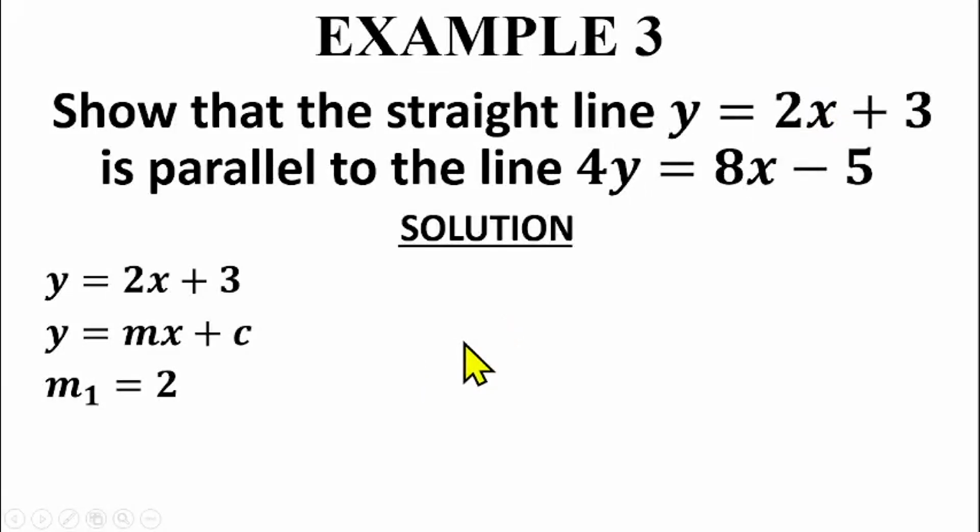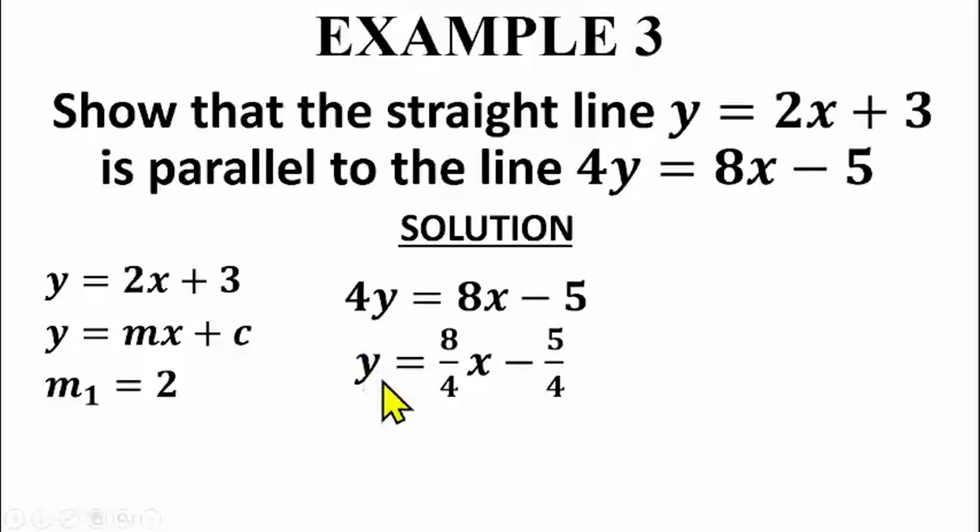Let's find the gradient of the second straight line. We have 4y equals 8x minus 5. You can see that this one has not been expressed like the general equation of a straight line, so we need to do something to it first. We need to divide through by 4. If you divide through by 4, we have y is equal to 8 over 4 x minus 5 over 4. 4 can go into 8, so that gives us y equals 2x minus 5 over 4.